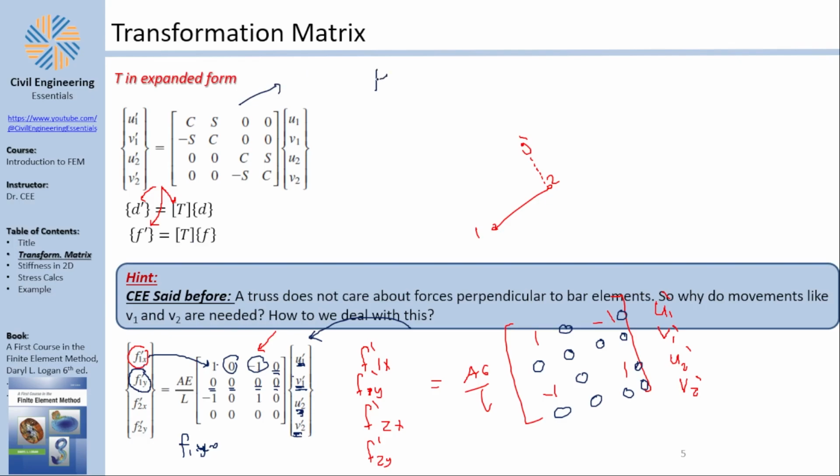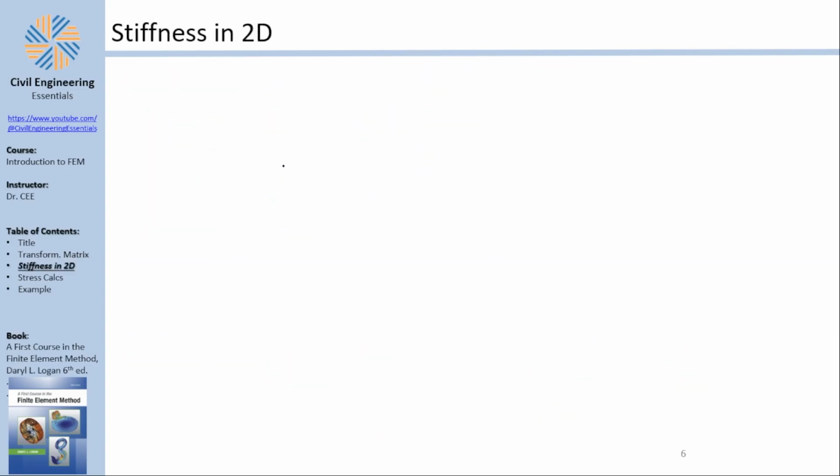Because we could not find k equals T star inverse multiplied by k local and T. Why couldn't we do this? Because there was no way to invert a non-square array. You cannot invert a 4 by 2 array or 2 by 4. So we needed to define a 4 by 4 matrix to be able to invert it. And this is exactly what we're going to do.